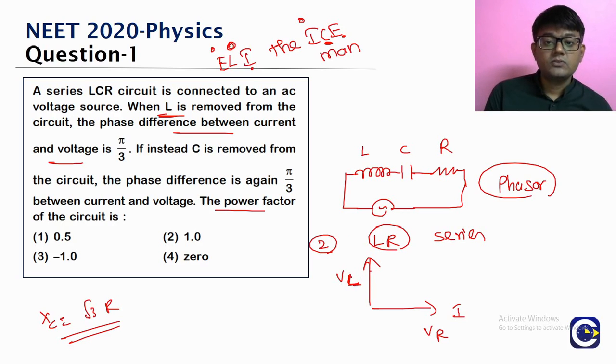In case of inductor, voltage will be leading the current by pi by 2. Okay, so now look at it here. The overall voltage will be the resultant of these two. So look at this. This is our VL. Again, this angle is the phase difference.